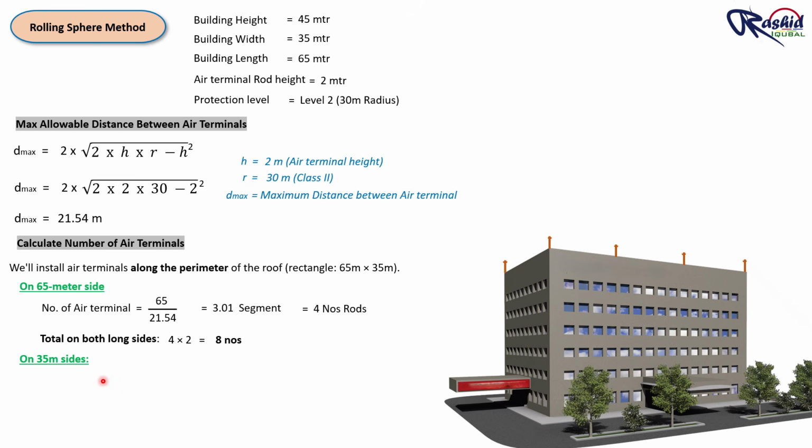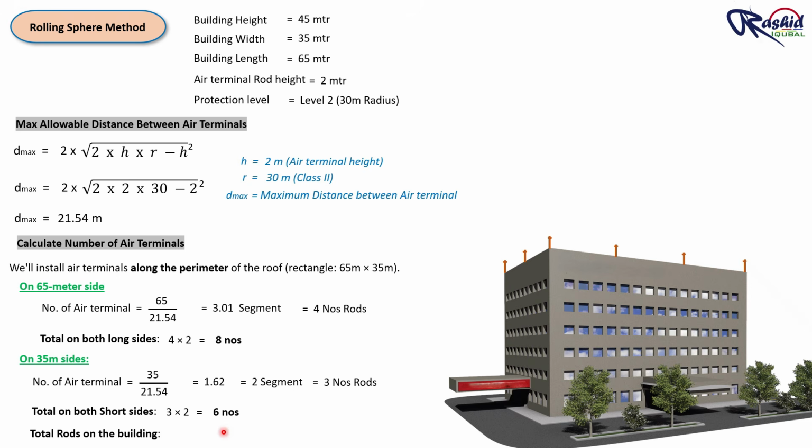Let's move to the shorter side of the building, which is 35 meter. This is the width of the building. If we divide 35 by 21.54, this is the maximum allowable distance, then the result is 1.62. This means we need at least 2 segments here, and to make 2 segments we need 3 rods. So on one short side 3 rods are required. Since the building has 2 short sides, the total rods become 3 multiplied by 2, meaning 3 this side and 3 opposite side. So 3 multiplied by 2, 6 rods.